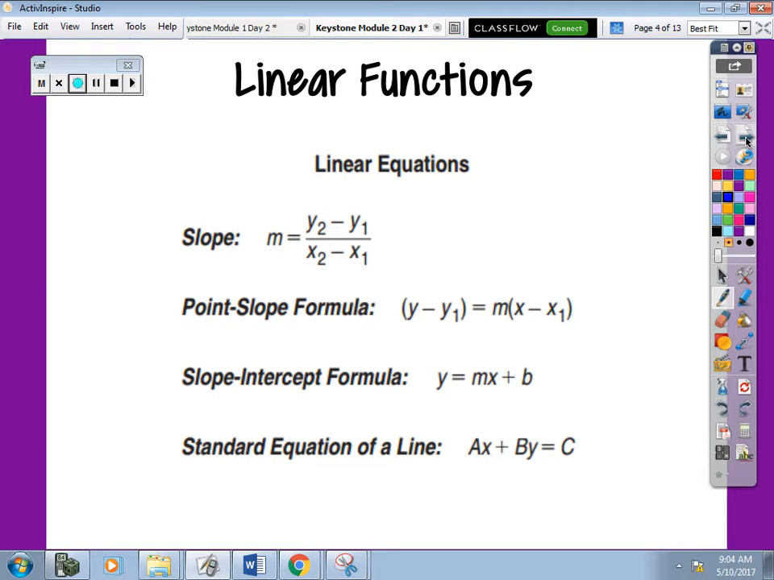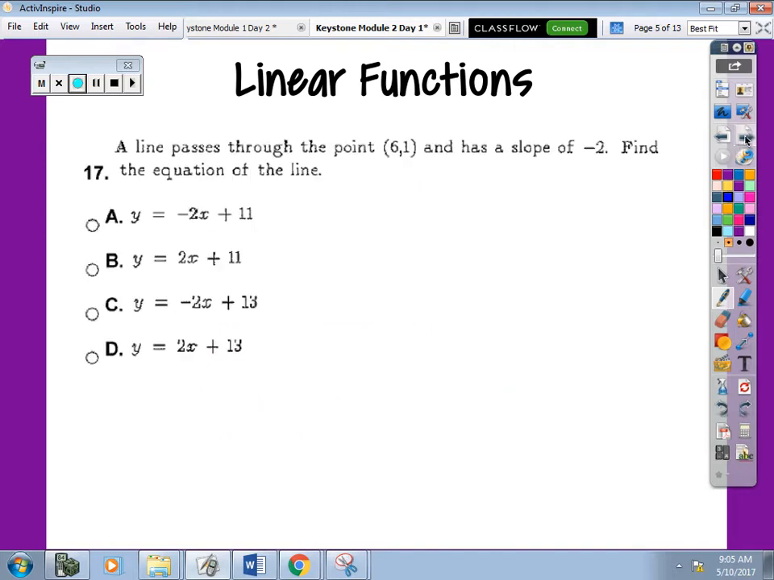On the Keystone, usually they give you a step-by-step solving, and they'll say like what property was used in step 2. You can look here if you forget or you mix up associative and commutative. Okay. But in terms of Module 2, it's mostly linear. So number 17 says the line passes through the point 6, 1 and has a slope of -2. Find the equation of the line.